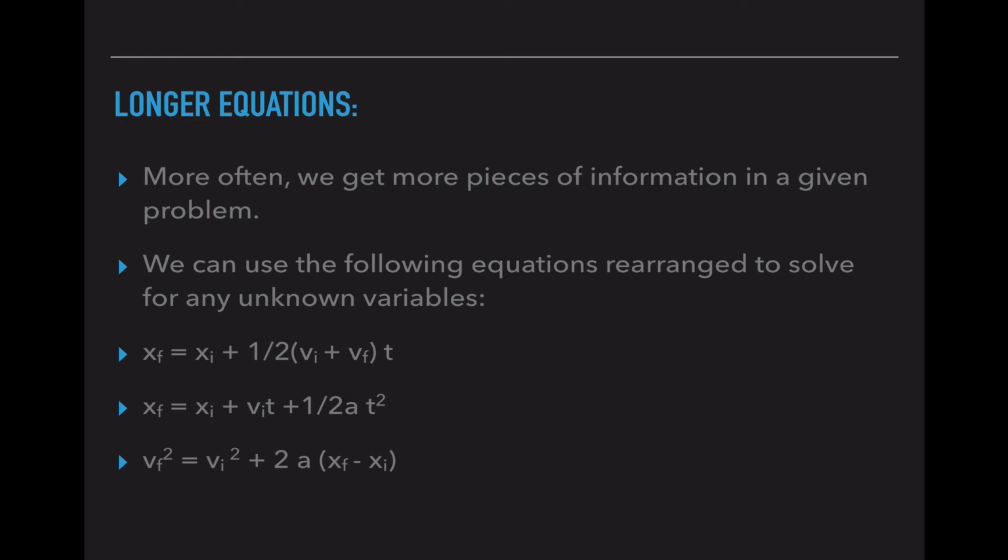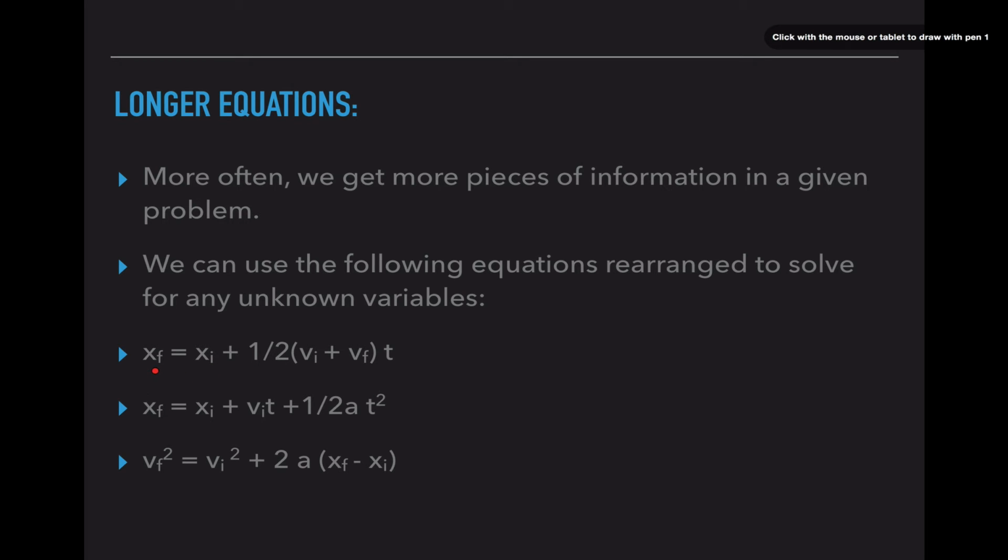Now we have a lot of longer equations also. More often we get pieces of information in a problem and not the final calculation. So a lot of times I will give you the initial position and the final position, but not the actual velocity, because those are interchangeable in some of these equations. So these equations down at the bottom are other options that we can use to calculate the same information.